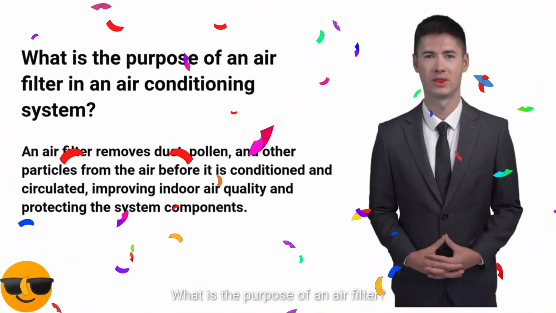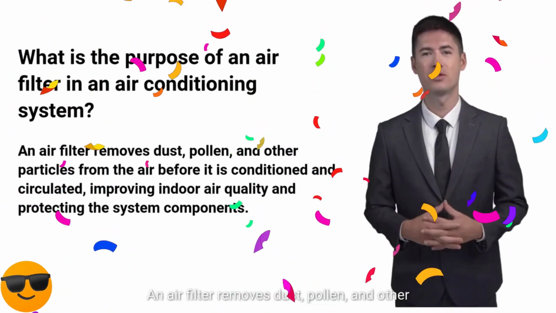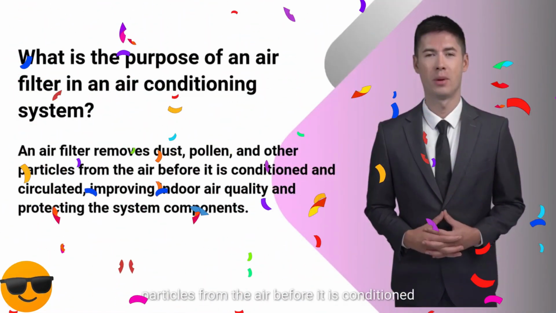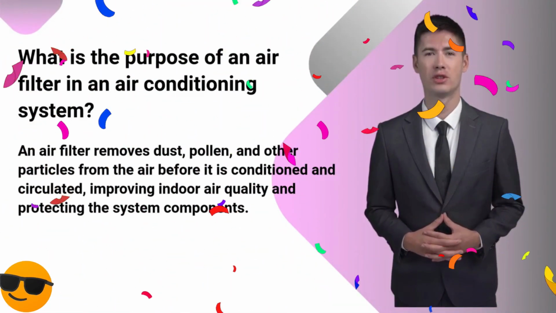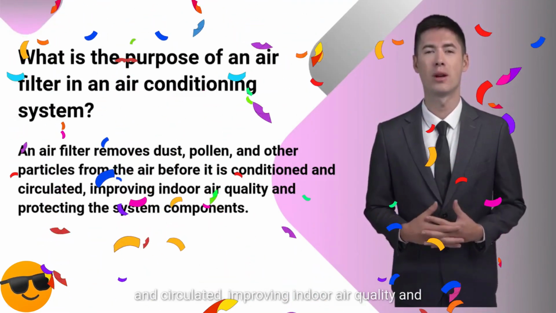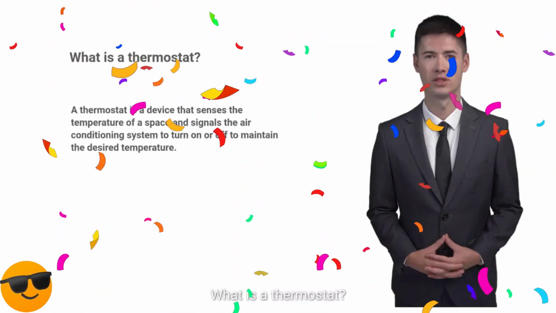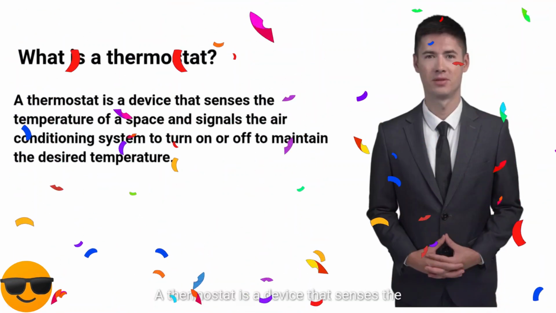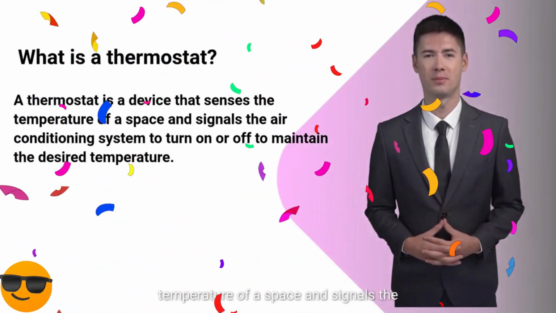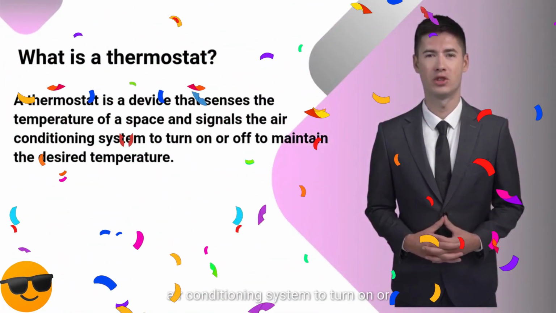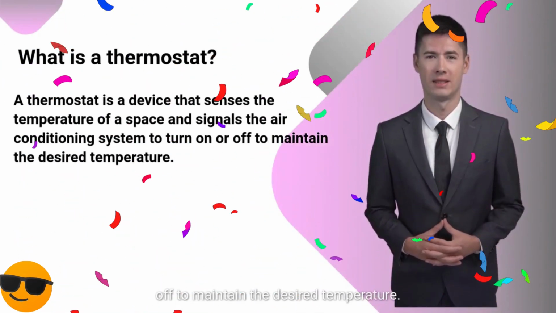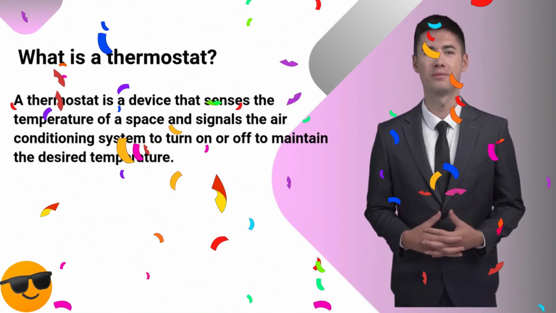What is the purpose of an air filter? An air filter removes dust, pollen, and other particles from the air before it is conditioned and circulated, improving indoor air quality and protecting the system components. What is a thermostat? A thermostat is a device that senses the temperature of a space and signals the air conditioning system to turn on or off to maintain the desired temperature.